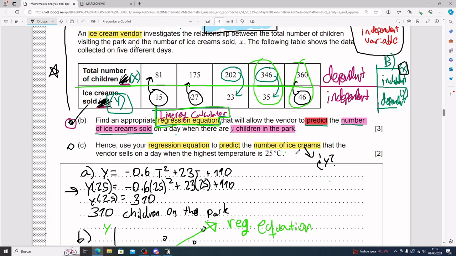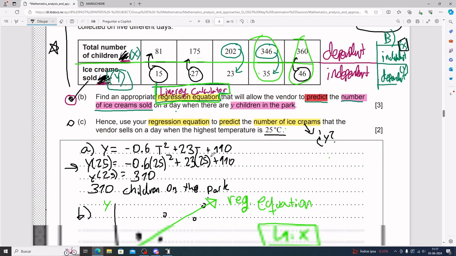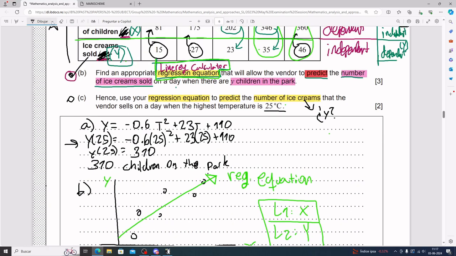Use your regression line. Oh, this one's interesting. So here it says, use your regression equation to predict the number of ice creams, so the y of the regression equation, that the vendor sells on a day where the highest temperature is 25 degrees. Now, this is the thing. So for part C, it actually gets very juicy. So for part C, we have a couple of things happening.